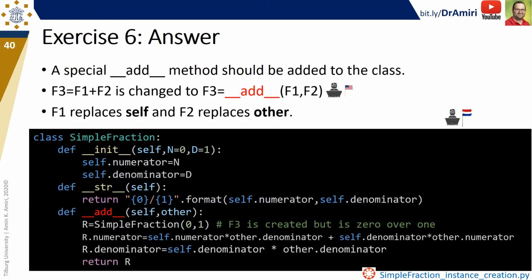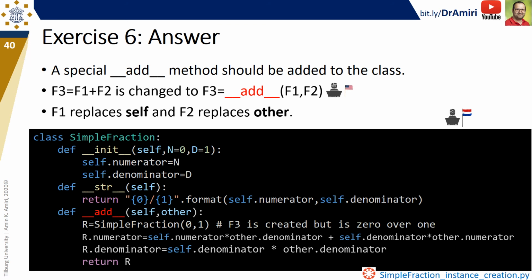So here is how this is done. First of all, you need to figure out how the __add__ would look. You know that if you have f3 equal to f1 plus f2, that is going to be changed to f3 equal to __add__ with f1 and f2 as two arguments. You also know that f1 is going to be replaced by self, and f2 replaces other. So in __add__, self and other have to be there all the time.